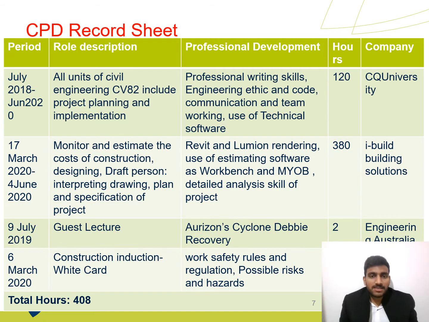So this is my CPD record sheet. As you can see on the screen, I mentioned the period, also the role and professional development skills, and also I claimed the various awards regarding my professional development. First one for the CV82 units, second one for the internship program, third one for the guest lecture, and last one for the construction induction white card course. So in total I claimed from this unit 480 hours.